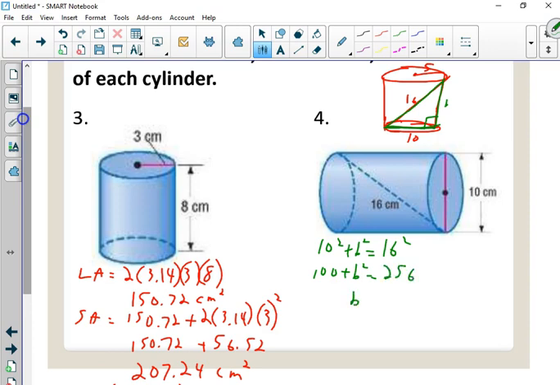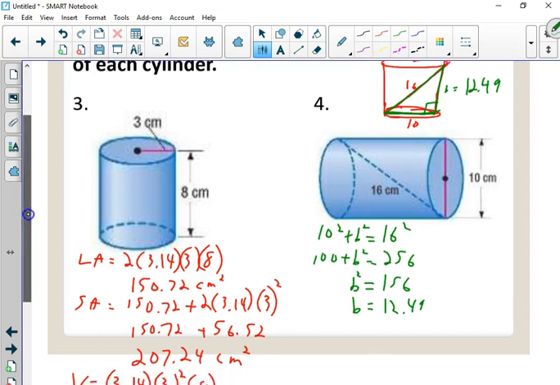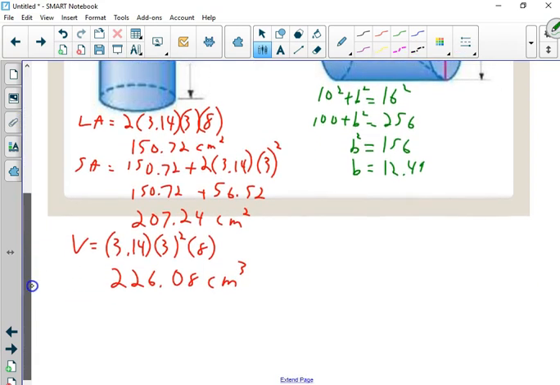We minus 100 from 256 and get 156. Take the square root of 156 and we get B is equal to 12.49. So our height is 12.49. Now we can do exactly what we just did on number 3. Okay, we have all the information we need.